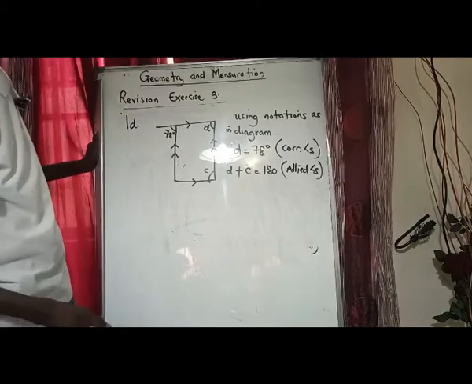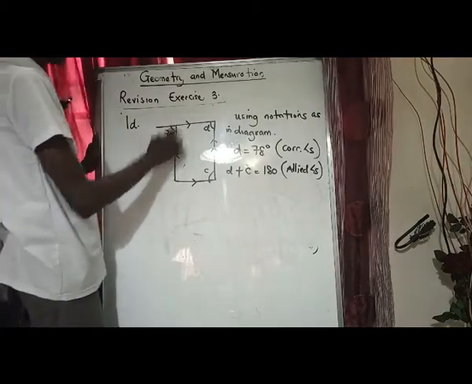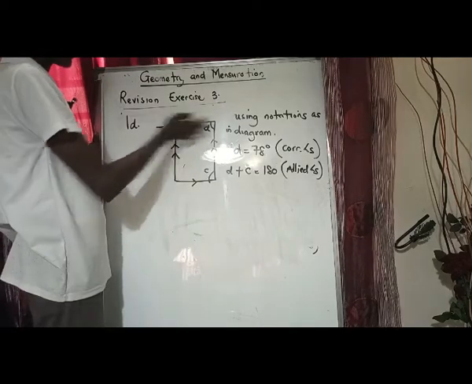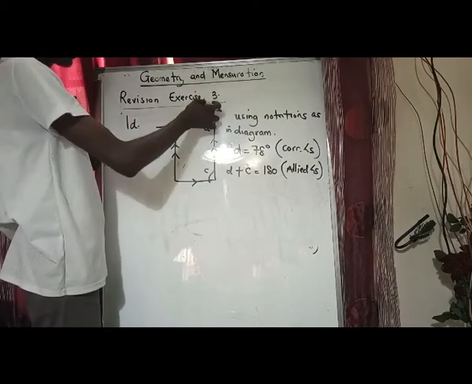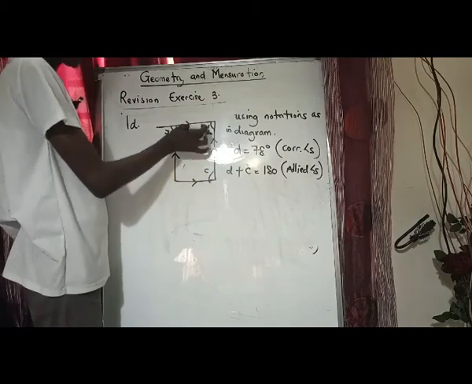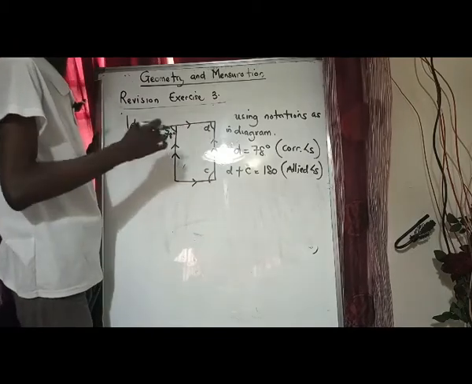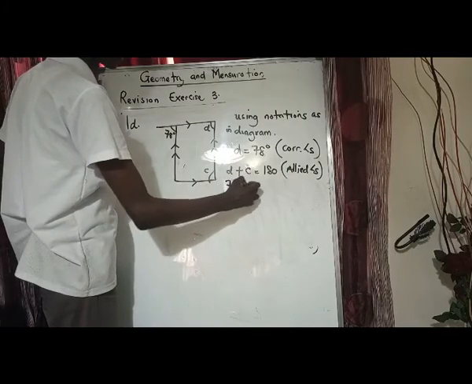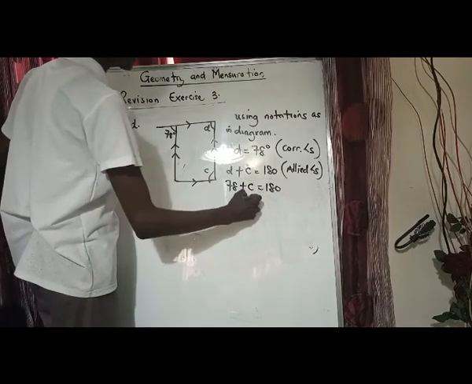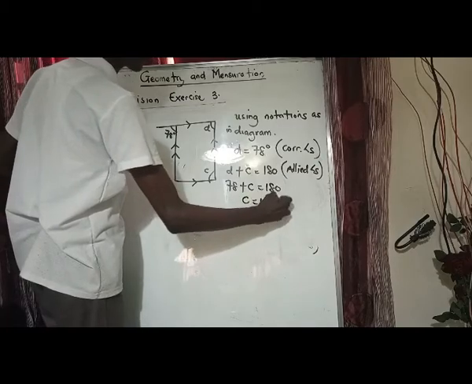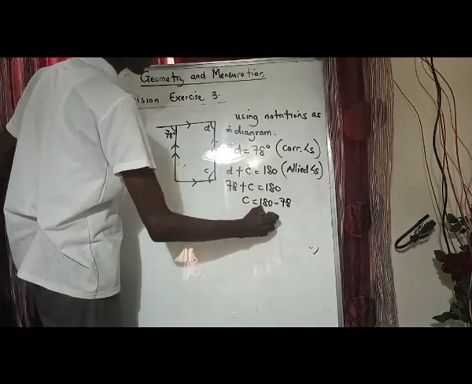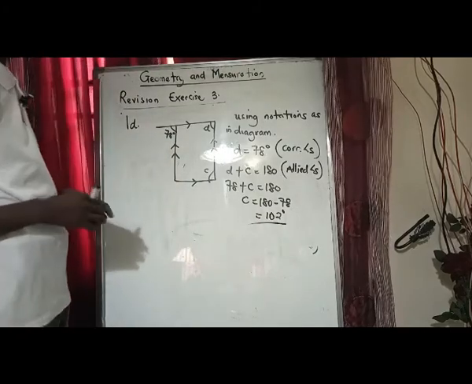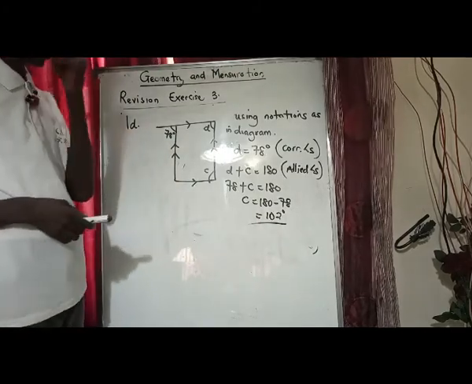Now, by the concept of allied angles, if this line is parallel to this line and is cut by a transversal, we say that the sum of these two angles must be supplementary. So if I know D, which is 78, then I can simply say that C will be 180 minus 78. And that will give me 102 degrees.